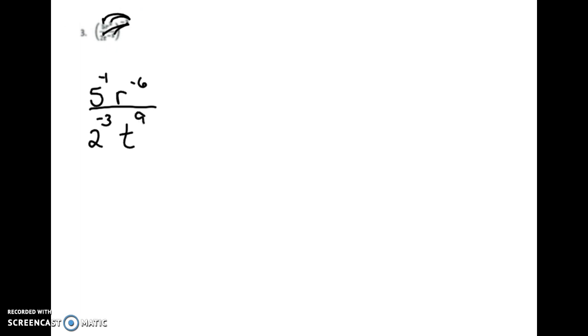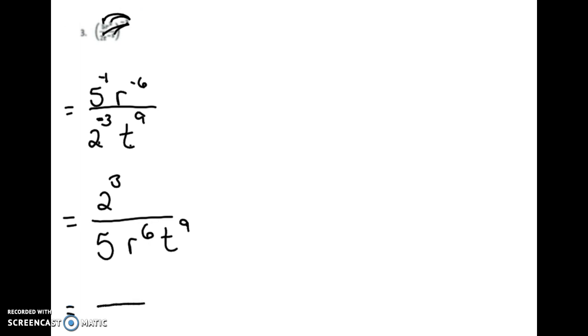So I don't like negative exponents. So I'm going to move anything that's negative. So this 5 to the negative 1 is going to move down and be 5 to the positive 1. R to the negative 6 is going to be r to the positive 6 on the bottom. 2 to the negative 3 needs to pop up. And then the t stays on the bottom because it already was a positive exponent. Last thing we need to do is multiply 2 times 2 times 2. So it would be 8 over r to the 6th t to the 9th.